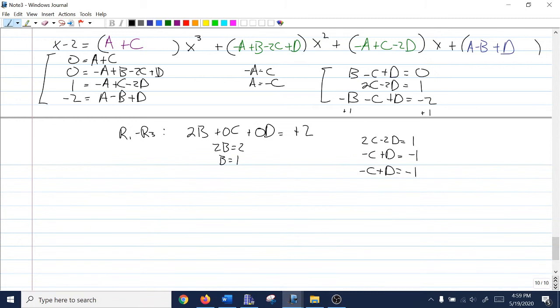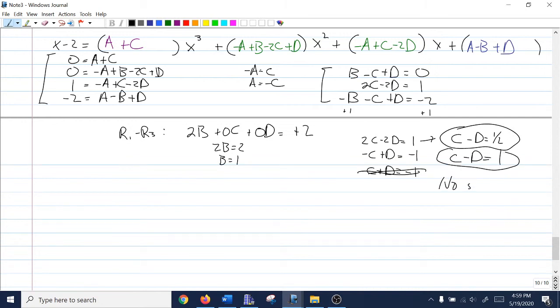Wait, what? Oh, these two rows became the same. Well, that's okay, because that's where they came from. So this says that C minus D is a half, and this line, if I multiply both sides by negative 1, tells me C minus D equals 1. Wait a minute, C minus D is going to have a hard time being both 1/2 and 1. There's no solution here.